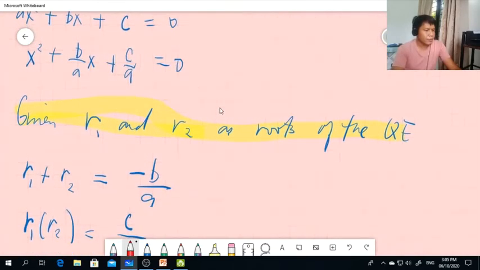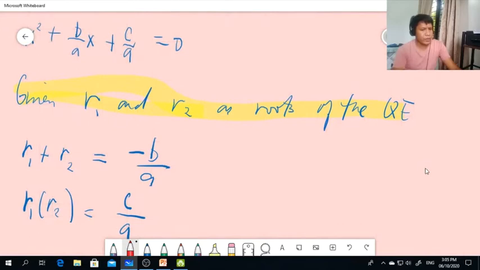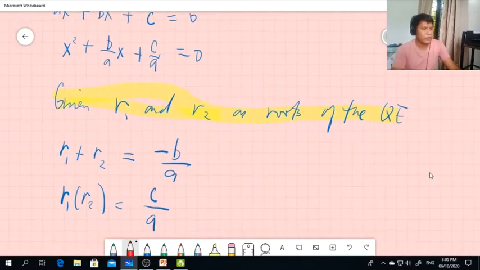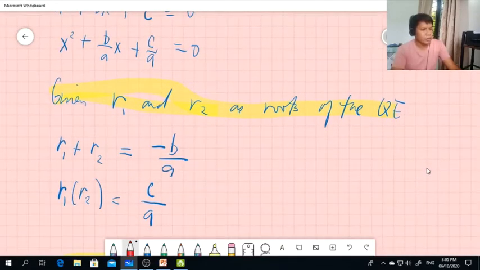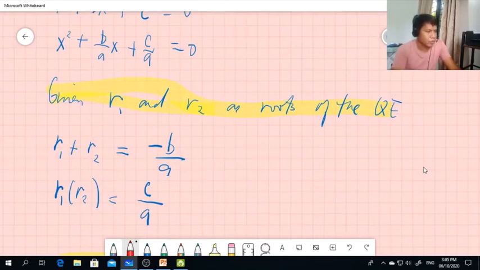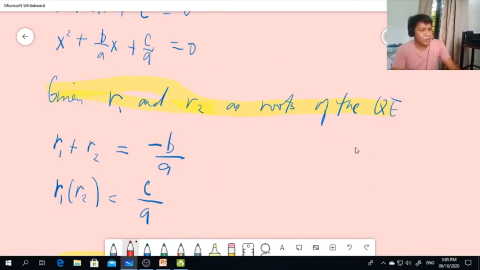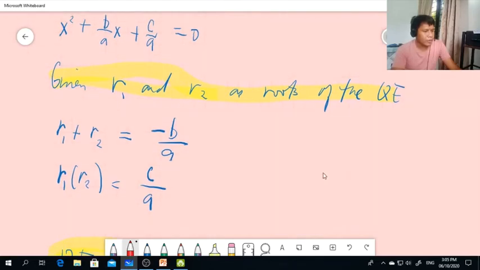Now, we're going to form an equation. We're going to have a formula for the quadratic equation by using the roots r sub 1 and r sub 2. So given r sub 1 and r sub 2 as roots of the quadratic equation, your r sub 1 plus r sub 2 is equal to negative b over a. Okay, you can see it here. And your r sub 1 times r sub 2 is equal to c over a.